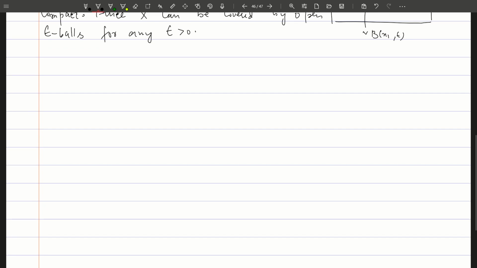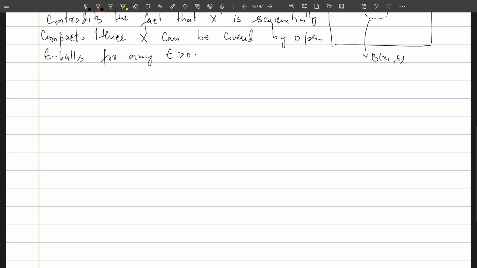Now, let us prove a general result, a result for when our space is metrizable, then the various forms of compactness are equivalent. So this is the theorem. Let X be a metrizable space, then the following are equivalent.